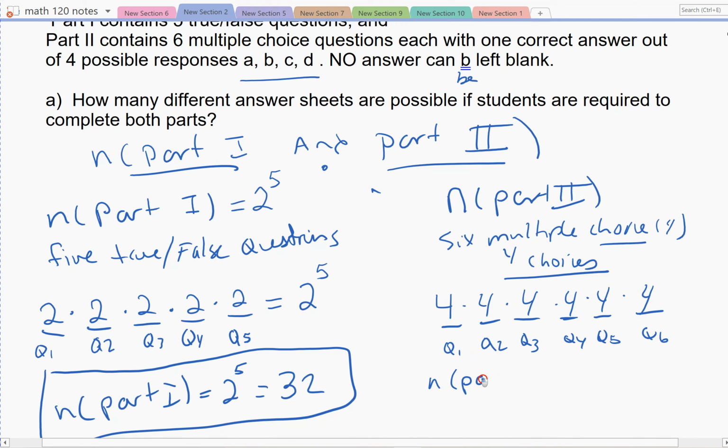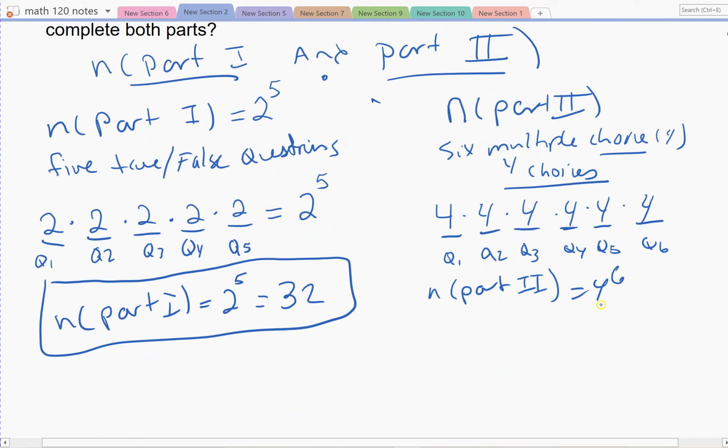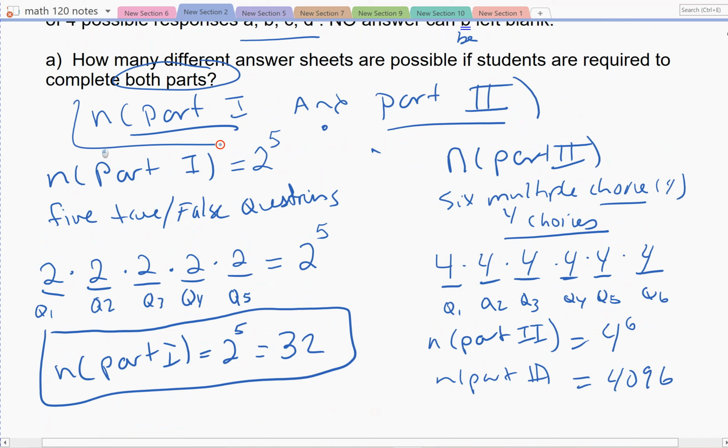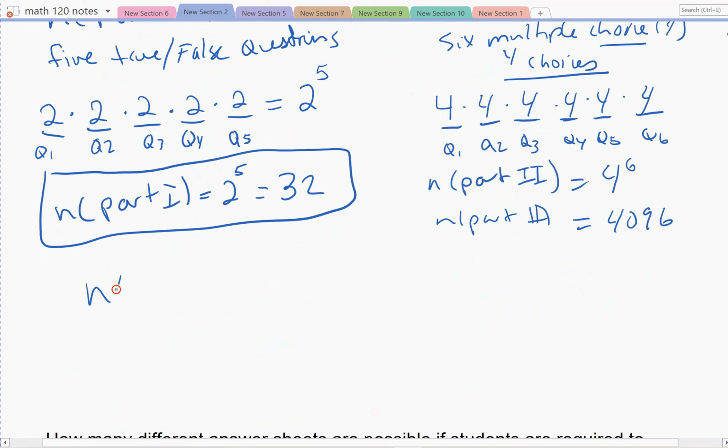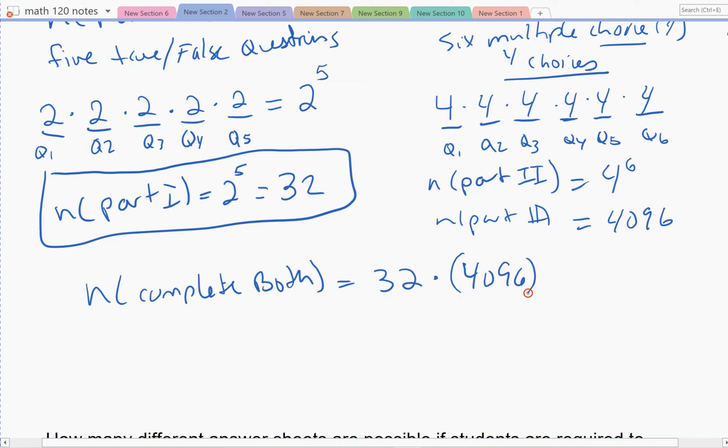So the number of ways to complete part 2 was 4 to the 6th, and that's a much bigger number. 4 to the 6th comes out to 4,096. To complete both part 1 and part 2, now I multiply those. The number of ways to complete both would be 32 for the first part times 4,096 for the second part. And 32 times 4,096 comes out to 131,072 total ways the test can be written.